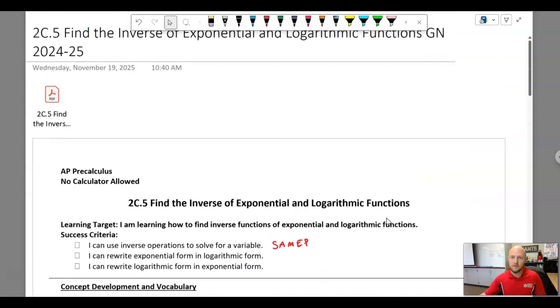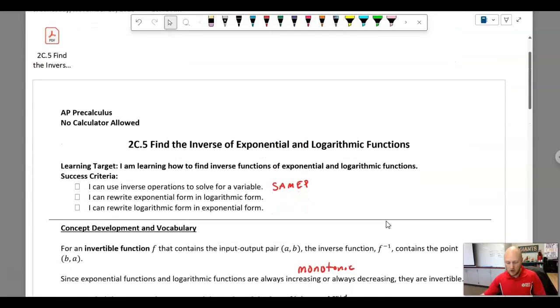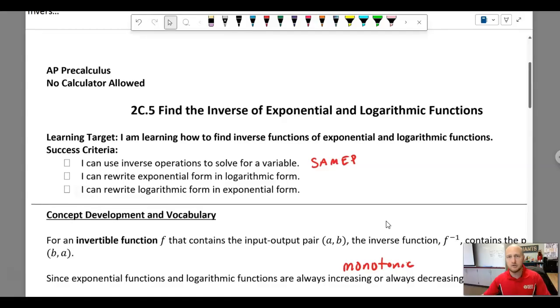Pretty straightforward finding the inverses. You switch x and y, and then you isolate y using inverse operations. That process does not change regardless of the function. You just need to know what your inverse operation tools are.